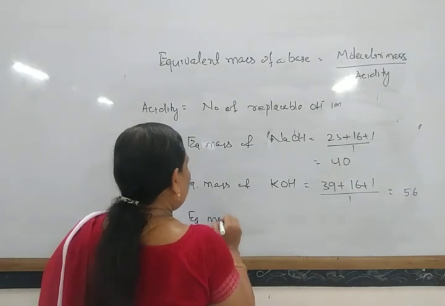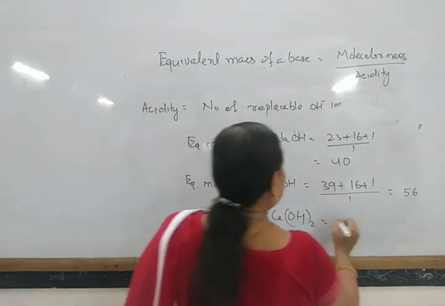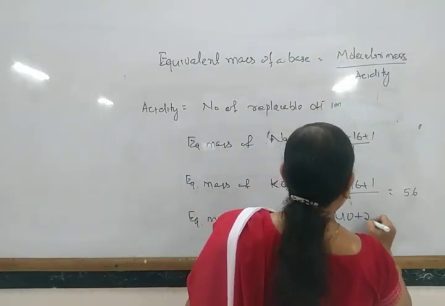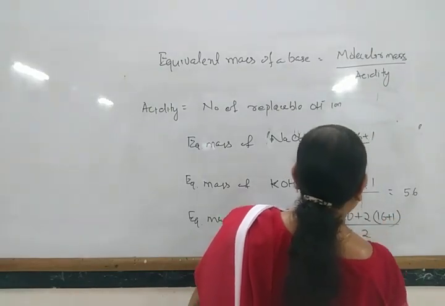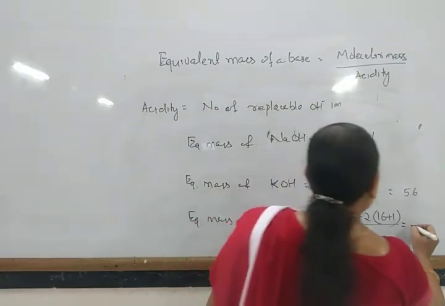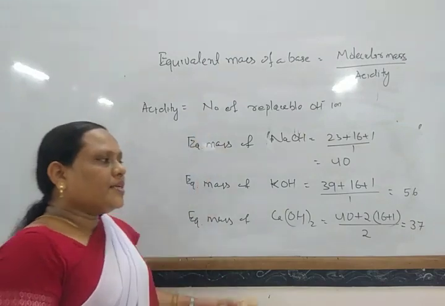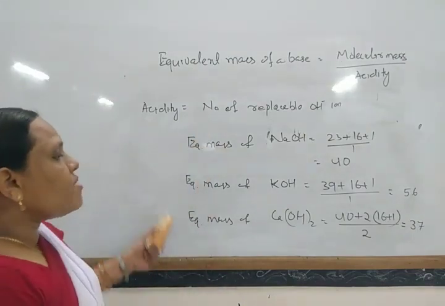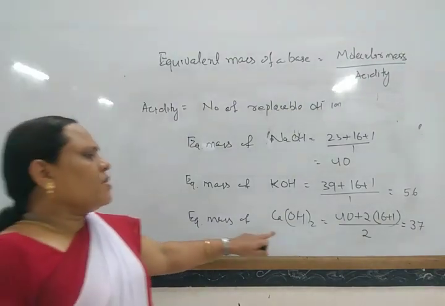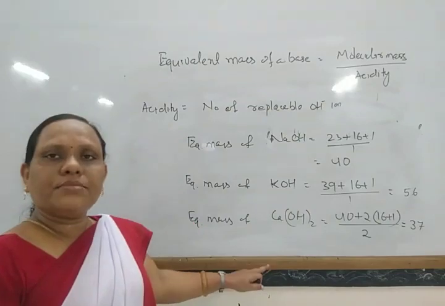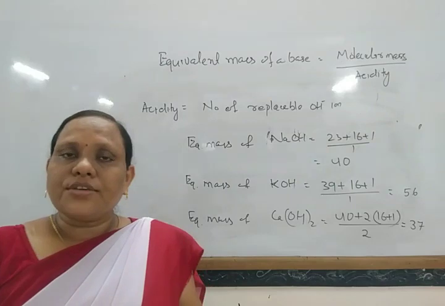Similarly, the equivalent mass of calcium hydroxide is equal to 40 plus 2 into 16 plus 1, divided by 2, that is equal to 37. So in this way, you can find out the equivalent mass of bases. If aluminum hydroxide, then divide by 3. Magnesium hydroxide, then divide by 2. So in this way, you can find out the equivalent mass of a base.